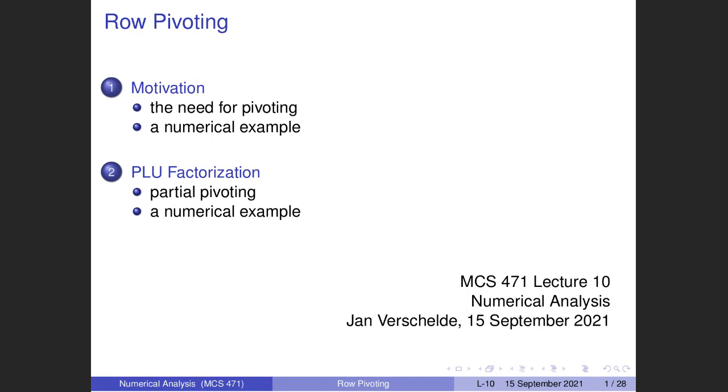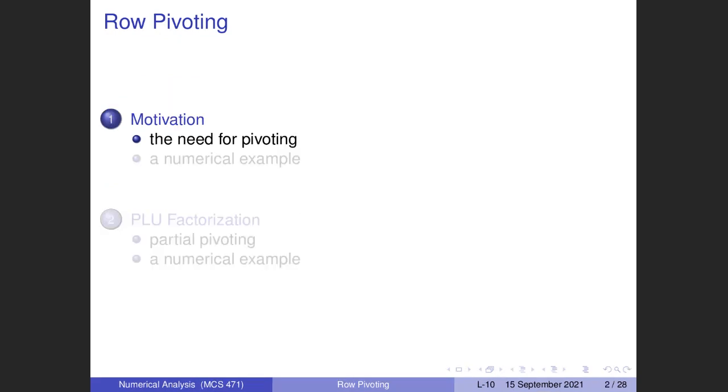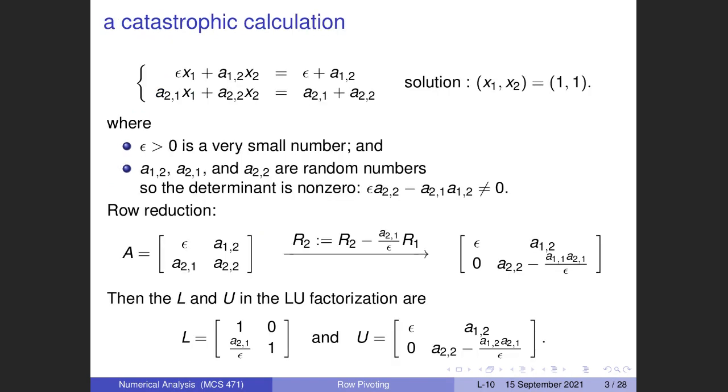So there are two parts in this lecture. We first motivate why the algorithm that we've covered in lecture 8 is actually not a good algorithm. And then in the second part of this lecture, we show a numerically stable LU factorization. So why do we need pivoting? Well, here is a very simple example.